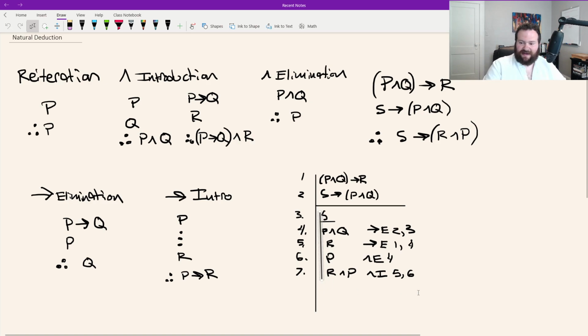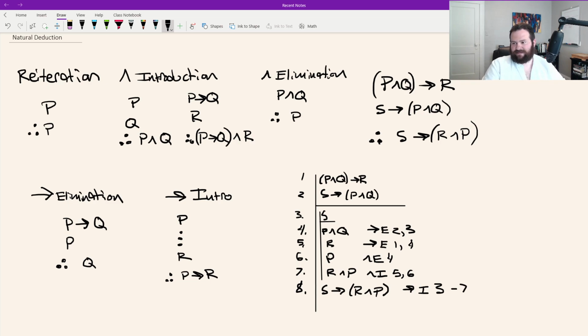Which means on line 8, I can come out of my assumption and write if S, then R and P. Conditional introduction 3 through 7. And I proved it's valid. Okay? I didn't require a truth table, but nevertheless, this is 100% valid because I only used valid inference rules.